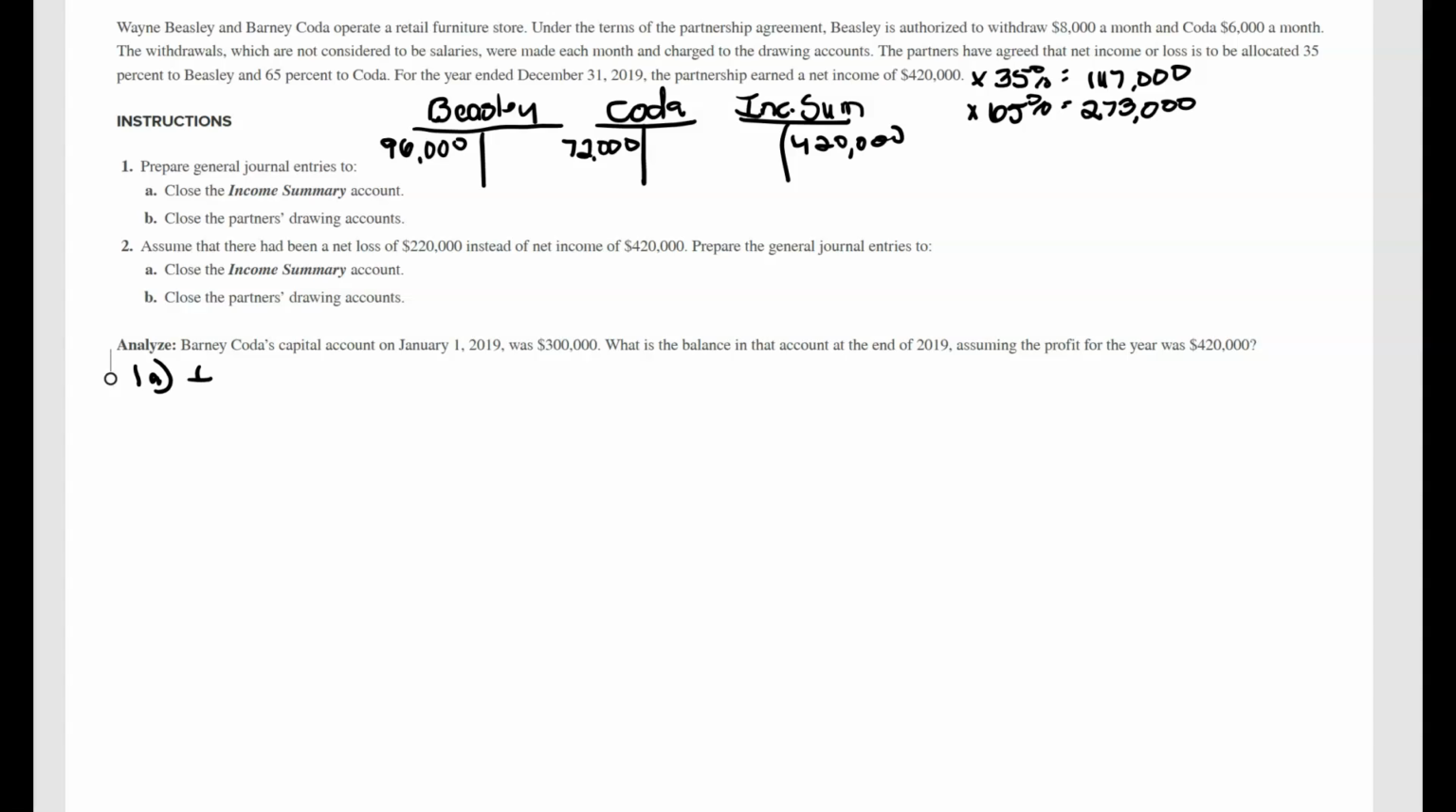We're going to debit income summary to close it out. And remember, when we were doing the closing entries, we close out income summary into the capital accounts. So that is where we're going next. Income summary is going to be debited for the $420,000. And then we're going to have two credits because we have two owners.